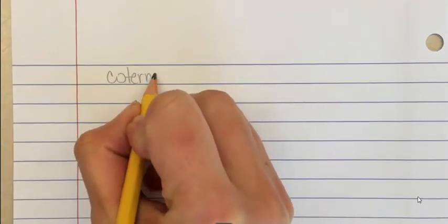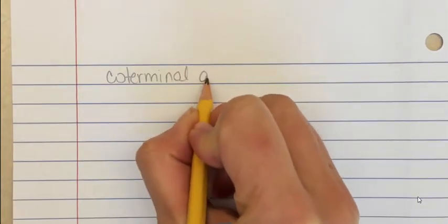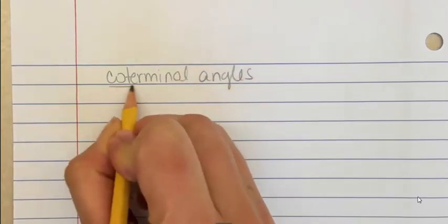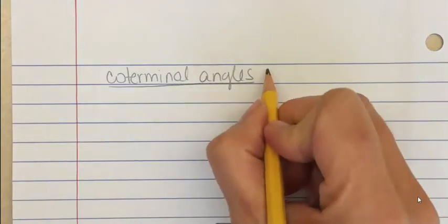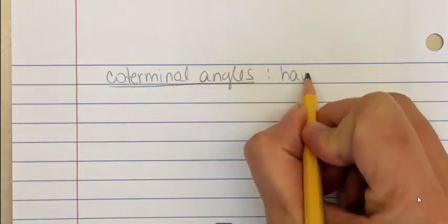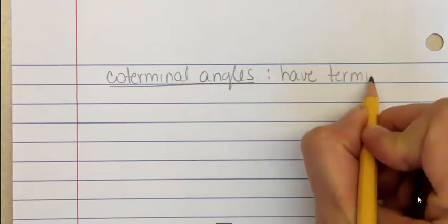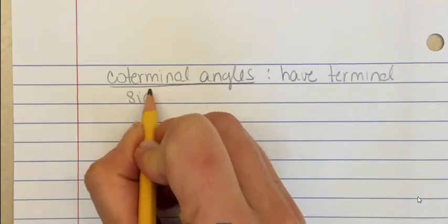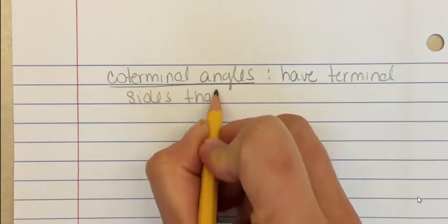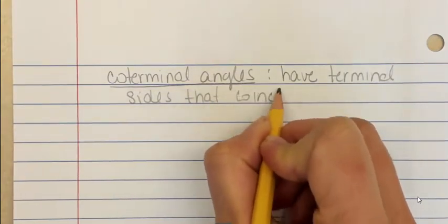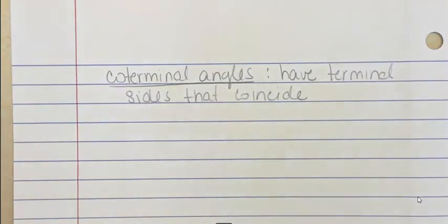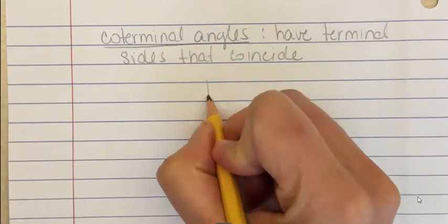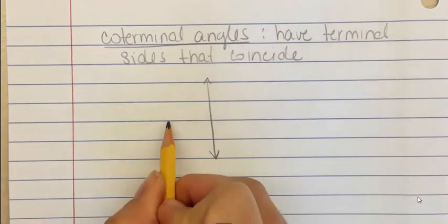Next, we're going to talk about coterminal angles. Coterminal angles have terminal sides that coincide; they share a common terminal side, basically. So let's go ahead and do a couple of examples here.